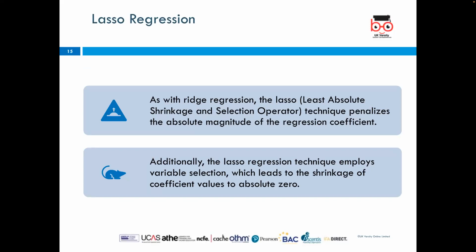Also, we have lasso regression. As with ridge regression, the lasso, which means least absolute shrinkage and selection operator, technique penalizes the absolute magnitude of the regression coefficient. Additionally, the lasso regression technique employs variable selection, which leads to the shrinkage of coefficient values to absolute 0.